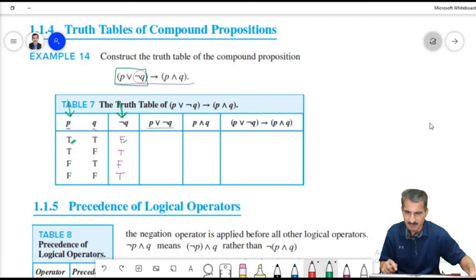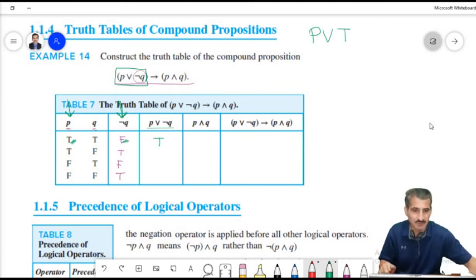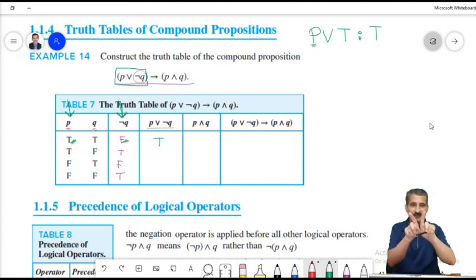True or false is true. This is what I want to write here. If we have any statement P or true, whatever the truth value of P, the result will be true, because the disjunction will be true if one of the sides is true. And if both sides are false, this is the only case where it is false.